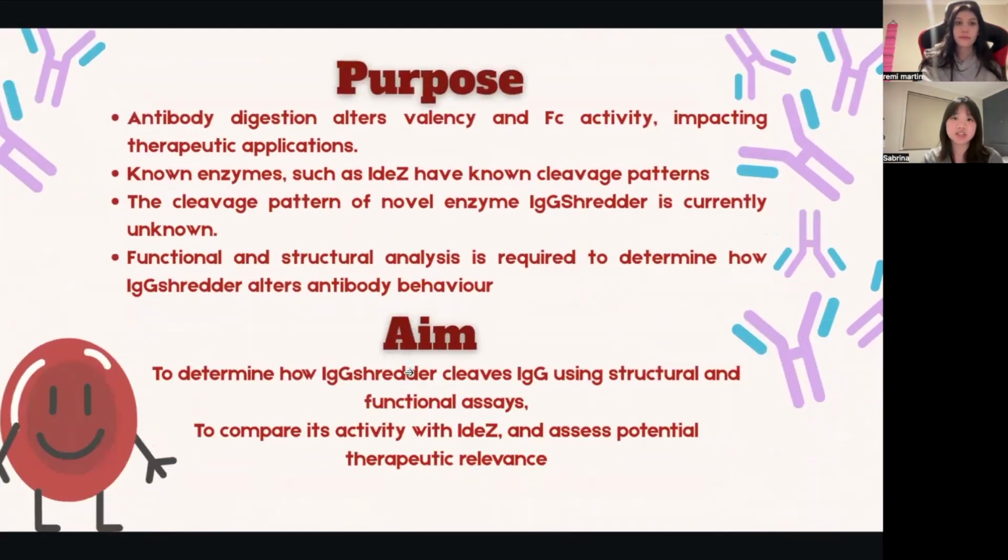Antibody digesting enzymes are very important because where IgG is cleaved determines which structural domains are retained, and that directly affects functions such as antigen cross-linking and Fc-dependent effector activity. This is highly relevant when we want to generate antibody fragments for therapeutic use.